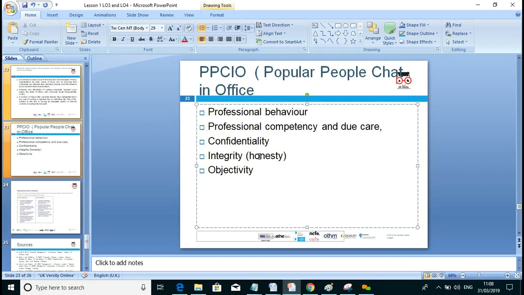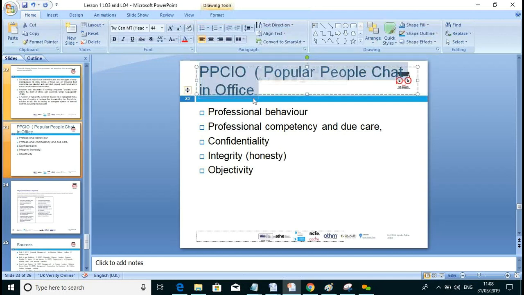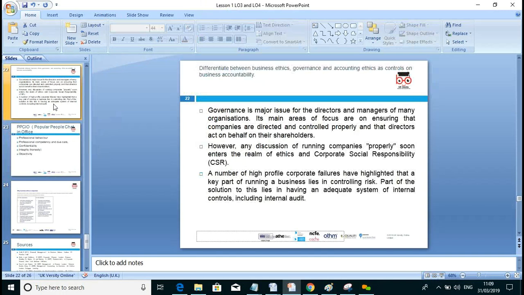We should be aligned with the profession and with the goal. So these are the five professional codes of ethics that we as accountants need to follow, and these come under ethics. To remember it, we call it popular people chat in offices. This is the abbreviation of professional behavior, professional competence, confidentiality, integrity, and objectivity.